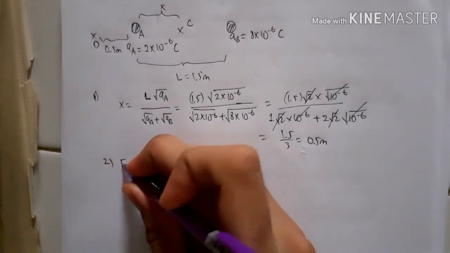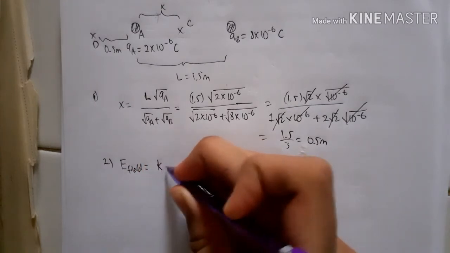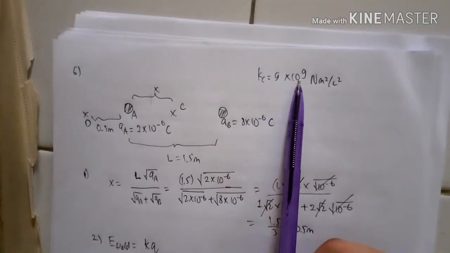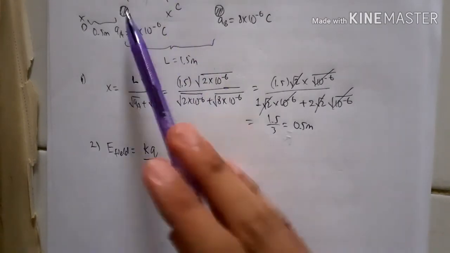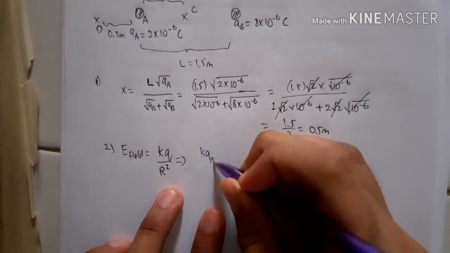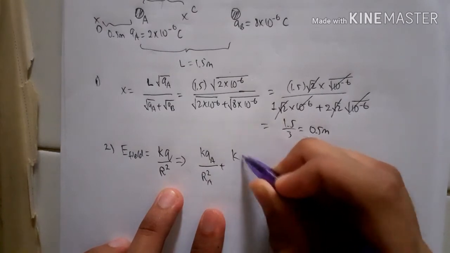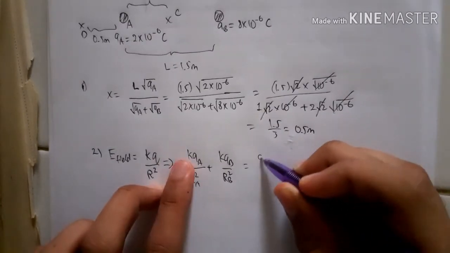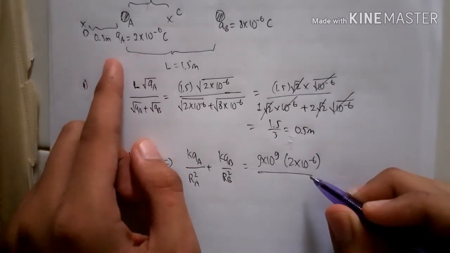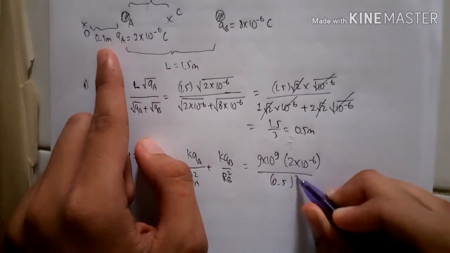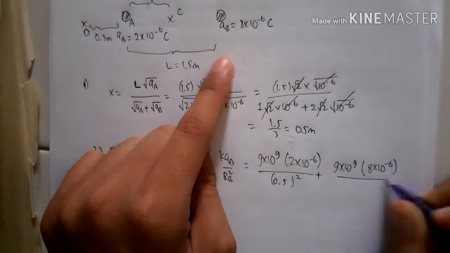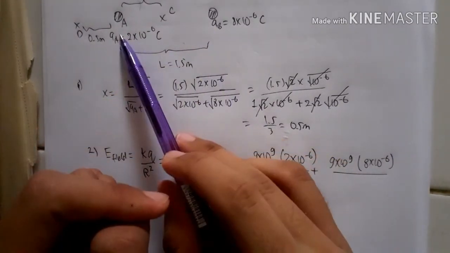To do that, we could use the formula of the electric field, that is KQ over R squared, where K is the proportionality constant, 9 times 10 to the power of 9, Q is the charge, and R is the distance. So we find it using the charge A, and now using the charge B. This is 9 times 10 to the power of 9 times QA, which is 2 times 10 to the power of minus 6, over the distance 0.5 squared, plus 9 times 10 to the power of 9 times QB, which is 8 times 10 to the power of minus 6, and the distance is 1.5 and 2.